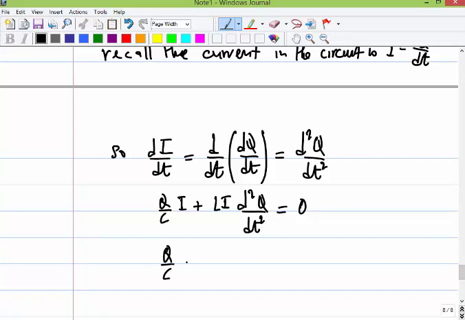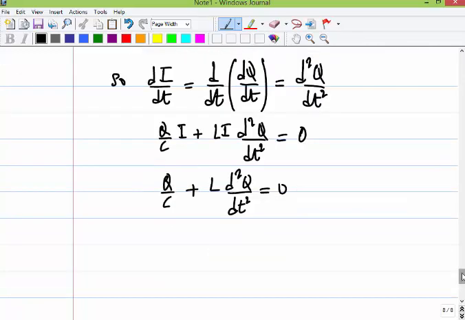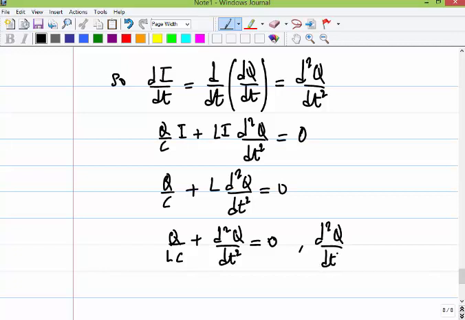So we can write Q over C plus L d squared Q dt squared equal to 0. The current I's cancel out. So let's do it this way: Q over LC plus d squared Q dt squared equals 0. So you can just rewrite it as d squared Q dt squared equals minus Q over LC.